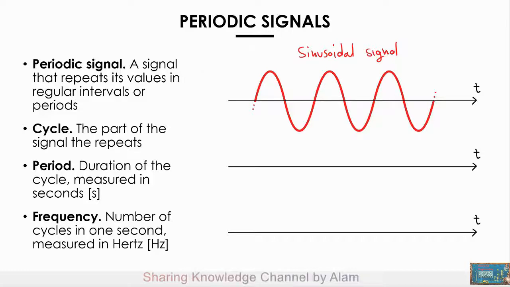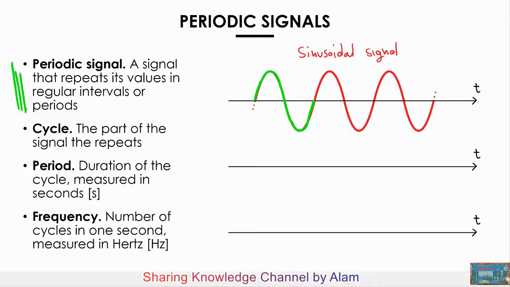In this lesson, we're going to talk about periodic signals. A periodic signal is a signal that repeats its value in regular intervals or periods. Here is the definition. Let's look at an example. On the right, we have a sinusoidal signal. The cycle is the part of the signal that keeps repeating itself. If we look at this signal, we can see how we can use this part of the signal as the cycle. In reality, there are infinite choices that you can make for the cycle. For example, one can decide to use this as the cycle. It doesn't matter.